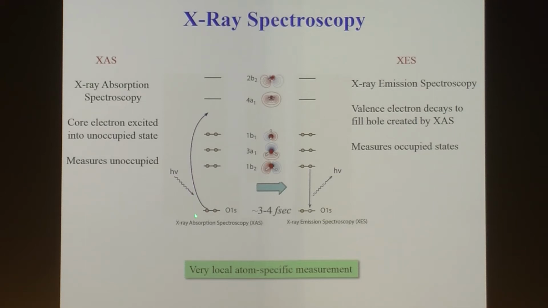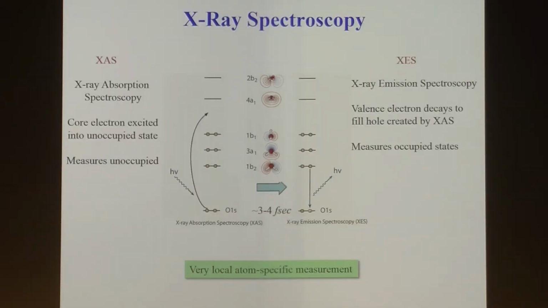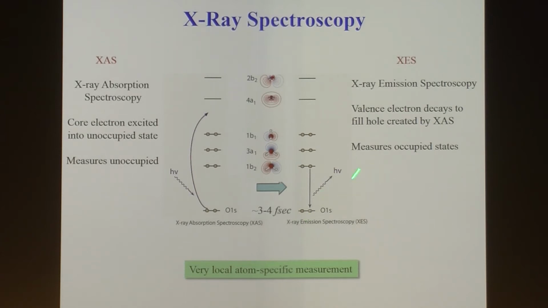And in order to go from here to some other place, you have to have a connection, an overlap with this tiny thing, which means that it becomes very, very local. We can look at the environment around individual molecules. Now, we make a hole here, and it's 500 electron volts excited. So that doesn't live very long. I mean, 3 to 4 times 10 to the minus 15 seconds. And then an electron will fall down. And when an X-ray photon is emitted here, we get a direct measurement of the occupied orbitals.